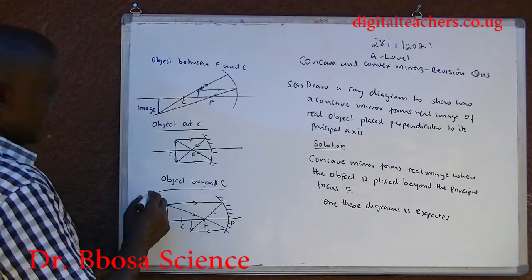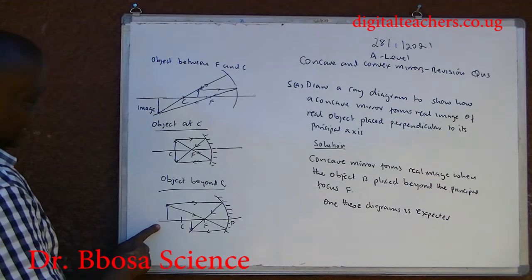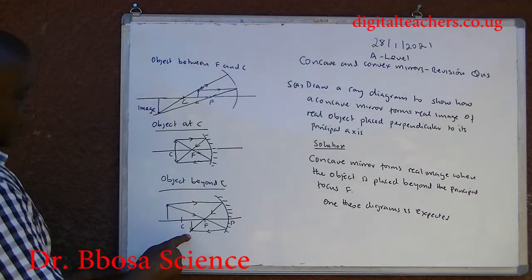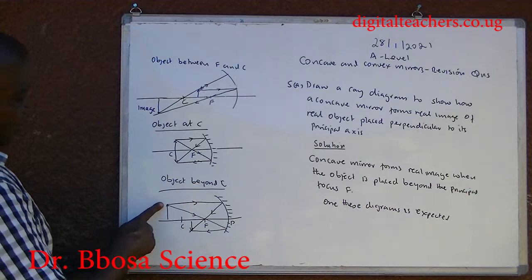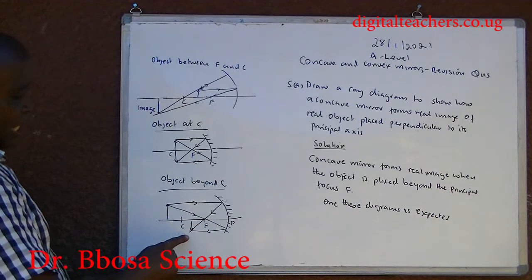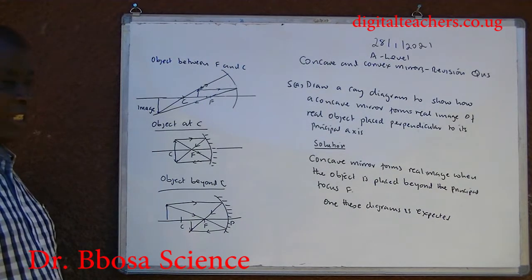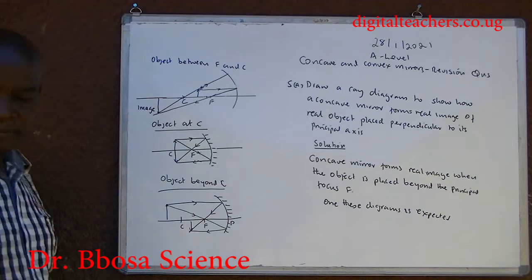Object beyond C: the ray parallel to the principal axis is reflected through the principal focus. The ray through the principal focus is reflected parallel to the principal axis, and at the intersection, you get the image, which is real, diminished, and inverted.